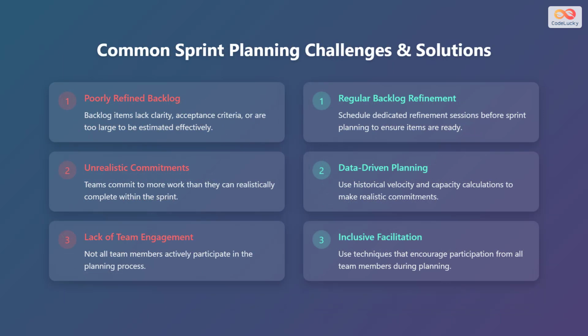Let's consider common sprint planning challenges and solutions. First challenge: poorly refined backlog. Backlog items lack clarity, acceptance criteria, or are too large to be estimated effectively. Solution: regular backlog refinement. Schedule dedicated refinement sessions before sprint planning to ensure items are ready. Second challenge: unrealistic commitments. Teams commit to more work than they can realistically complete within the sprint. Solution: data-driven planning. Use historical velocity and capacity calculations to make realistic commitments.